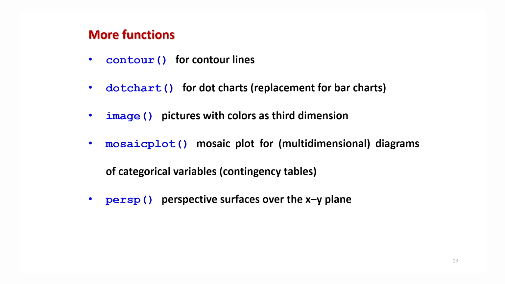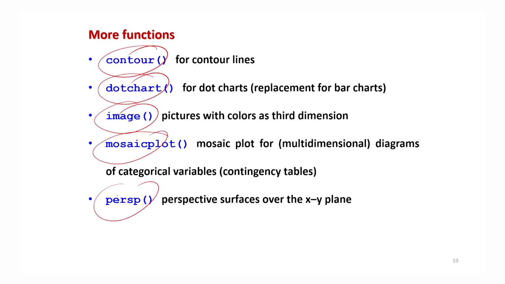And beside those things, there are several other functions like contour lines, dot chart, image, mosaic plot, perspective plot. There are many other options in the R software which are available. Right. So now we come to an end to this lecture, and we will also stop here with the description of various types of graphics.